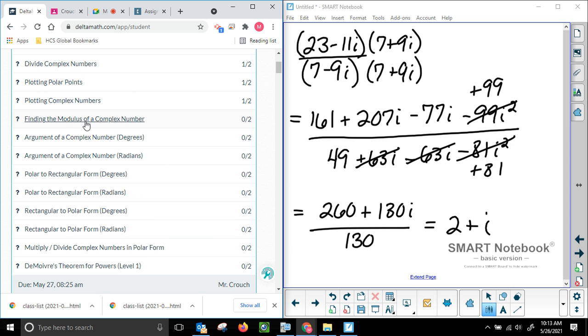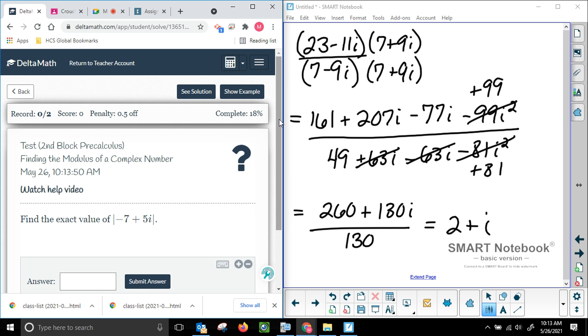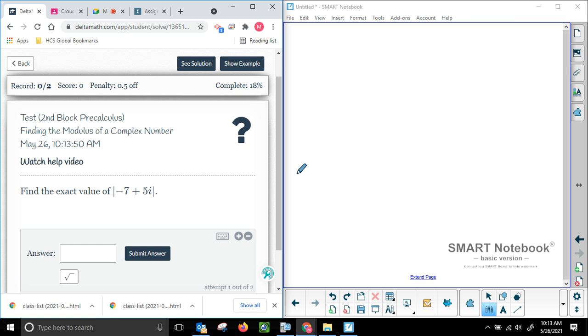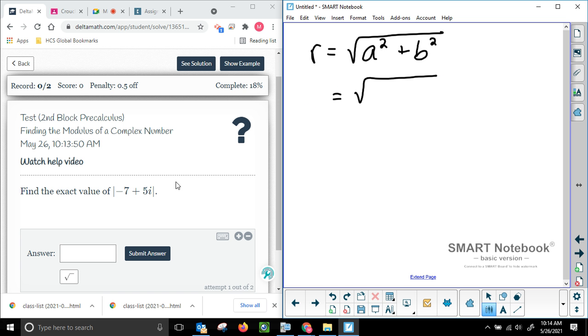So finding the modulus of a complex number, all right? Remember, the modulus is just the same thing as the absolute value, or r. So all we have to do is remember, r is equal to the square root of a squared plus b squared. So in this case, it's the square root. And do be careful, negative numbers must go in parentheses. If not, you will get a very wrong answer. So this is 49 plus 25. So what's that, 74?